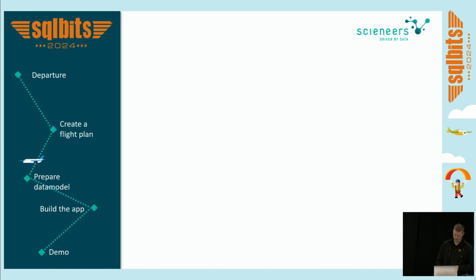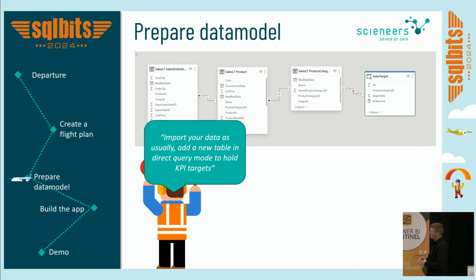So let's look at our data model. I have a very simple one. Your actual data model doesn't really matter so far. What I have is 3 tables on the left-hand side. You can see they are imported. You can see that because they don't have the blue box around them.